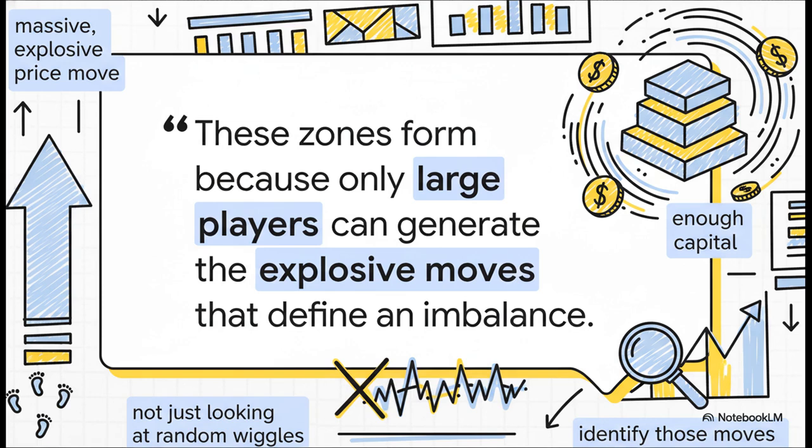So, what are we really doing here? We're not just staring at random squiggles on a chart. No, we're actually hunting for the financial footprints of major institutions. You see, only the big players, the banks, the hedge funds, have enough cash to create these massive, explosive price moves that signal a real imbalance. Our job is simply to find those footprints and follow them.